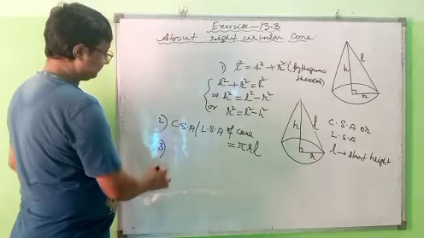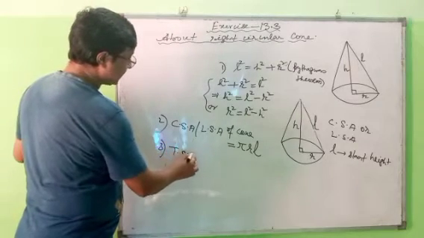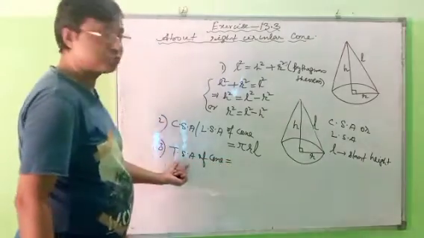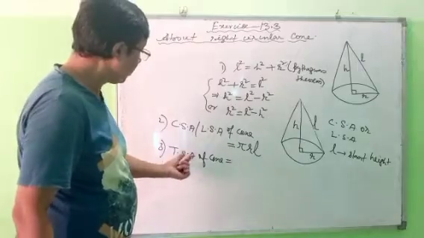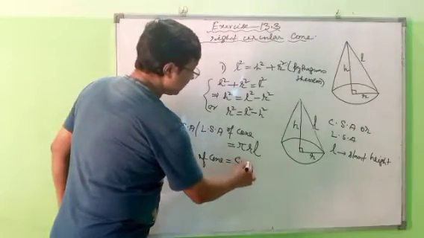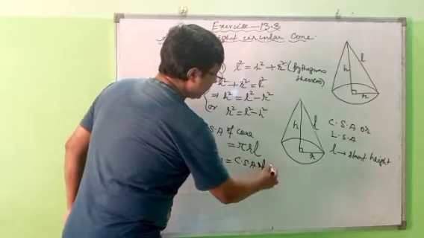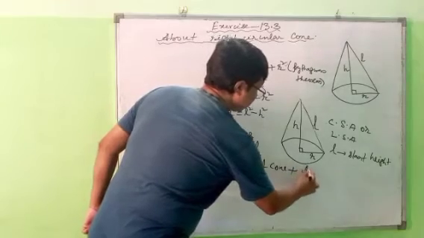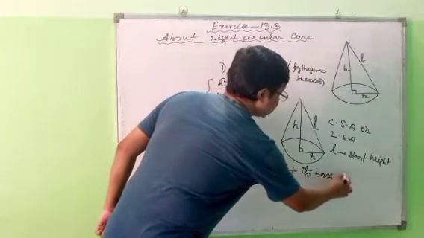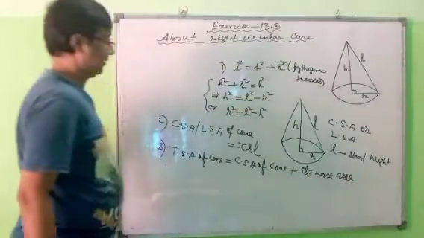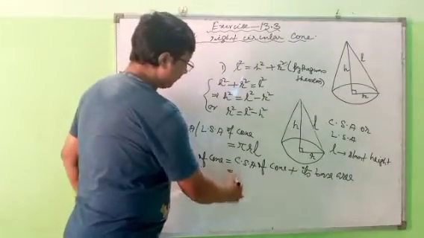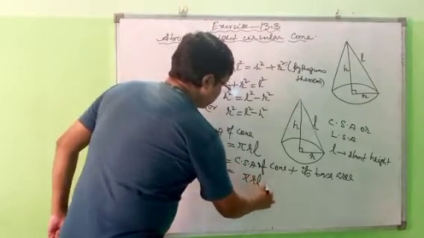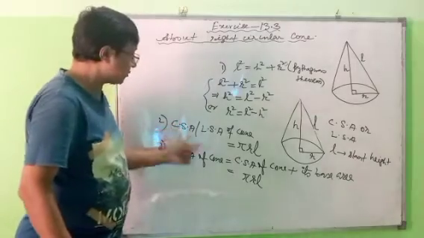Then the next one is the total surface area of the cone. In the total surface area, you are going to take into account the curved surface area of the cone plus its base area. The curved surface area of the cone you have got by pi r l.